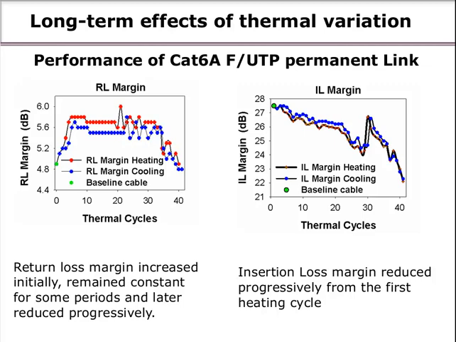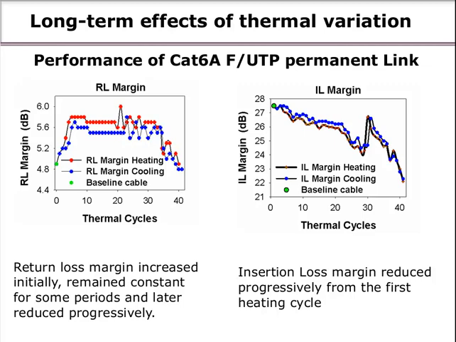It is apparent that return loss margin increased initially, remained constant for some cycles, and later reduced progressively. The distinct protruding red dots shown in the left figure could be due to the change in the heating period of the cable. At this point, the electrical lines of the cable and the impedance also change, as we will see shortly in this presentation.